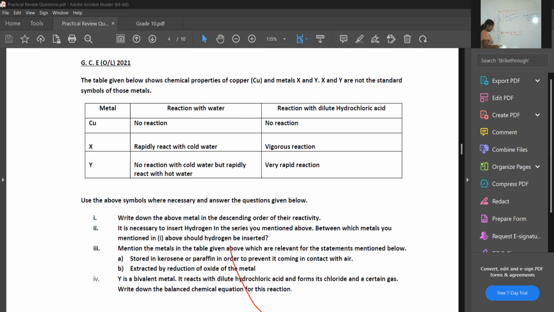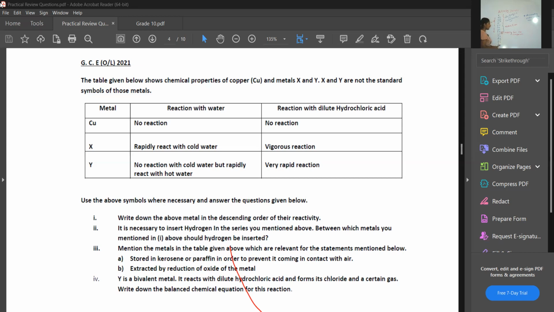And the metals in the middle of the activity series, most probably they exist as oxides or carbonates. So we use reduction methods to extract them. In grade 10, we learned about iron extraction in the blast furnace. There we use the reduction methods.